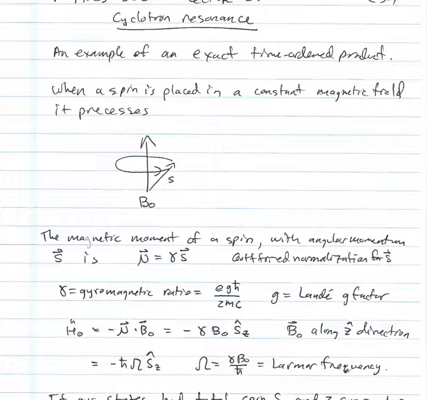It is an example of an exact time-ordered product. So it's going to turn out we're going to be able to determine the time-ordered product of this problem completely and totally exactly. That's a rare thing that happens with physics problems that are time-dependent, and so this one is one of the few cases that we really know exactly what's going on.